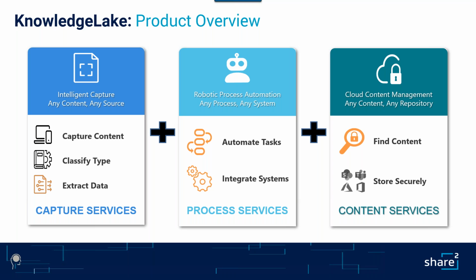On the process services side, we have the ability to automate tasks, whether we're being fed information from something like Power Automate or having intelligent routing based on any of the metadata values within the system, and then leveraging RPA for things like data entry, as well as many other use cases once we have all that information extracted.